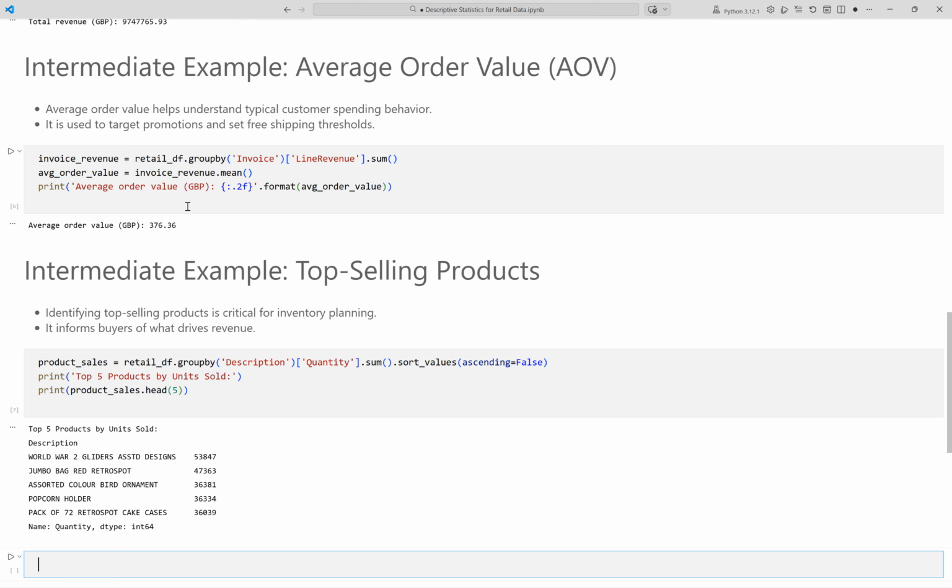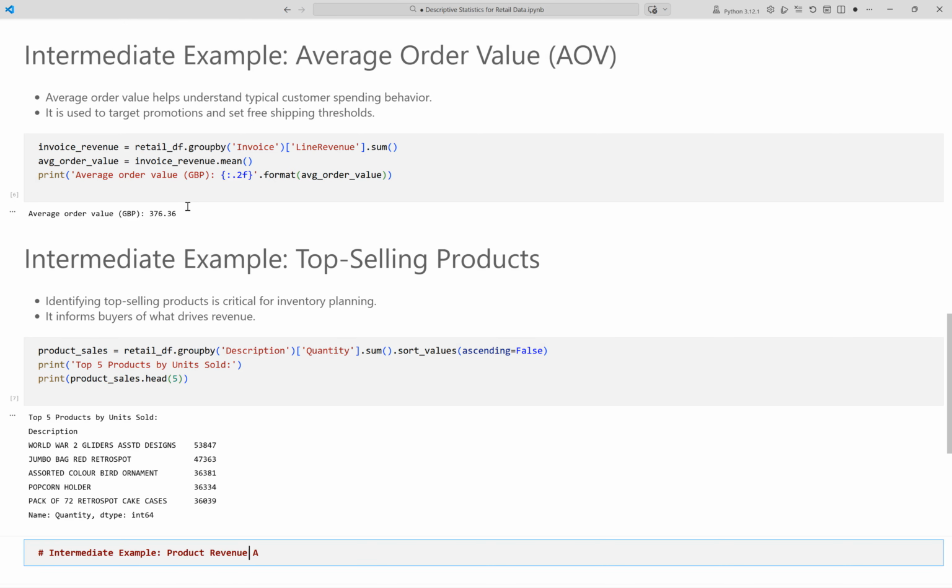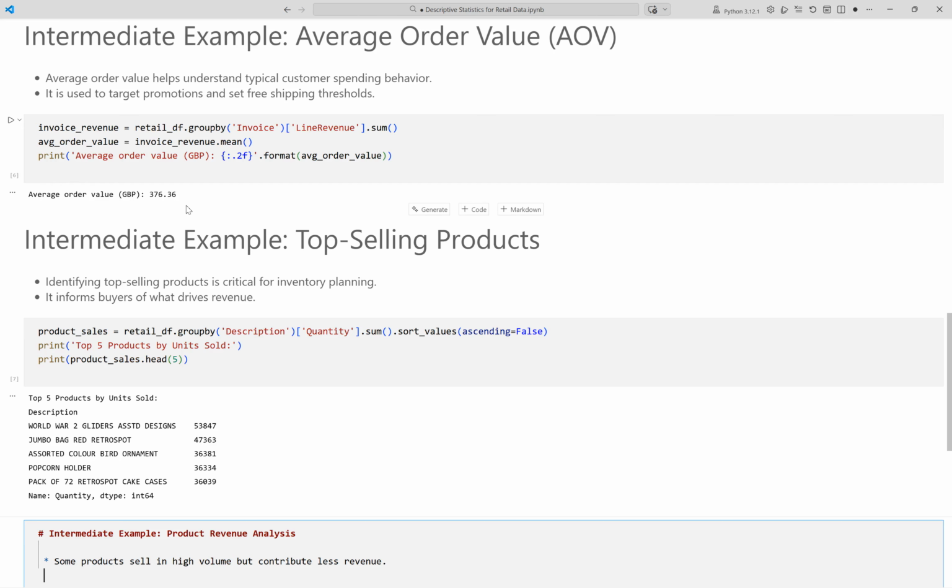Can a product be a top seller and still generate low revenue? When might this happen? Intermediate example: product revenue analysis. Some products sell in high volume but contribute less revenue. This analysis shows which products generate the most money. Running the cell now.